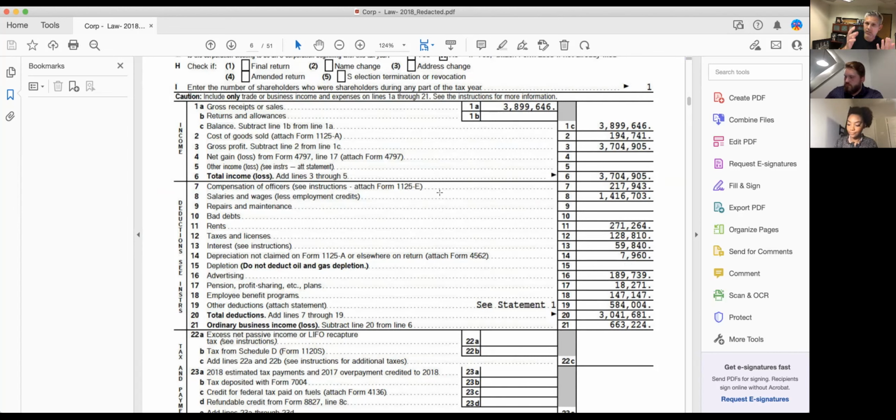They're individual. So you're going to add back the interest. You're going to add back rent. You're going to add back depreciation. And what's the depreciation amount on this one? Line 14.